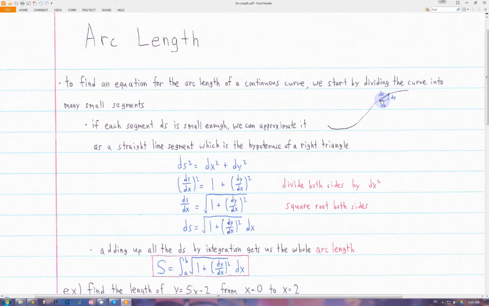And we can say that this straight line is the hypotenuse of a right triangle. And the sides of that triangle will be a very small change in x and a very small change in y. So finding the length of the hypotenuse of a right triangle is easy. So we can find the length of each of these infinitely small segments and then add them up throughout the whole curve to find the length of the whole curve.